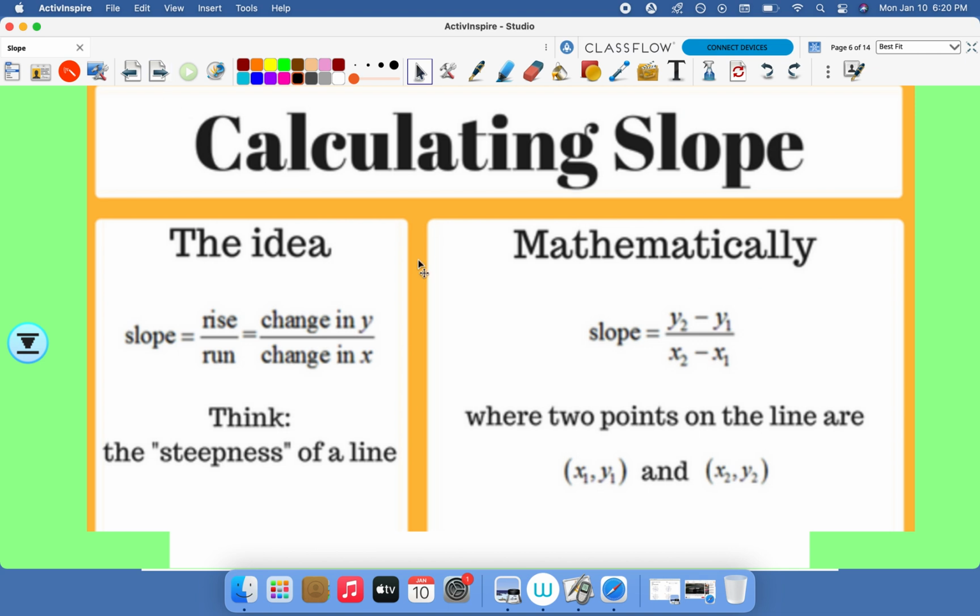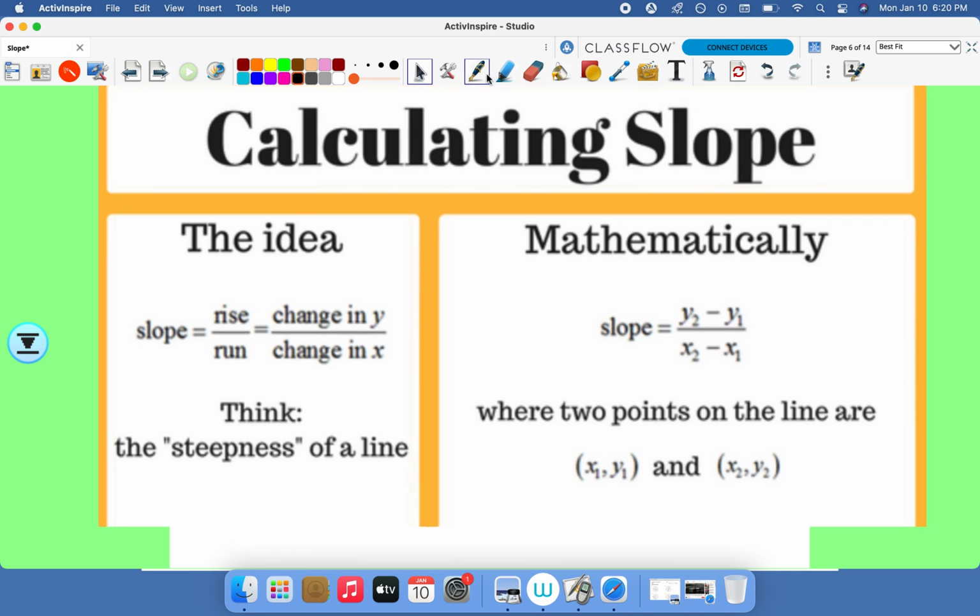Calculating the slope. Another way of writing that, you'll see, is m, which stands for slope. Don't ask me why they use m. I actually don't know the answer to that. So you either see this or this. It means the same thing.